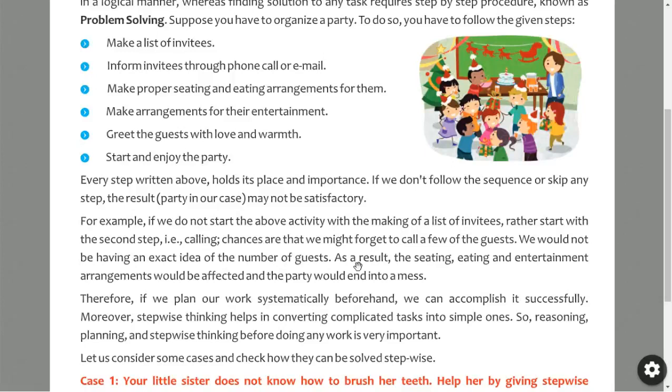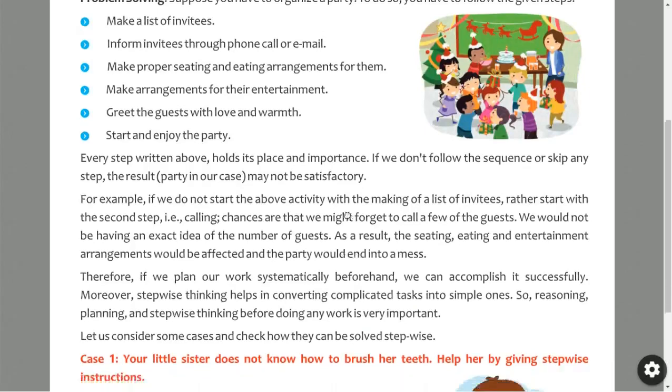As a result, when we do not have the exact number of guests, the seating, eating and entertainment arrangements would be affected, and the party would end in a mess. You cannot make proper seating arrangements, a proper eating arrangement, or a proper entertainment arrangement for those who have arrived for your party. Understood? Everything will be affected, and the birthday party would end in a mess. Mess means hodgepodge, meaning there is no control over the party. That is called a mess.